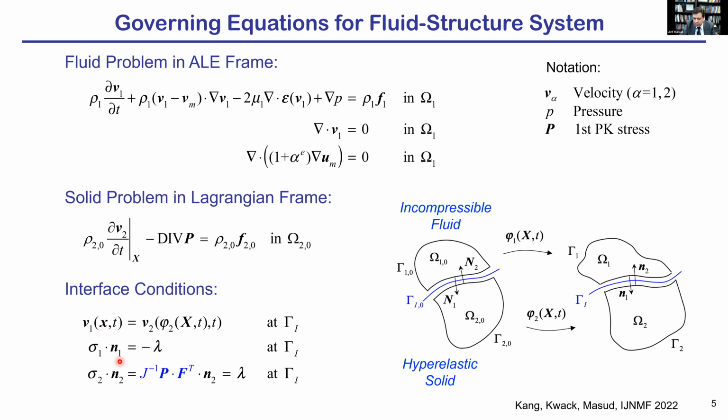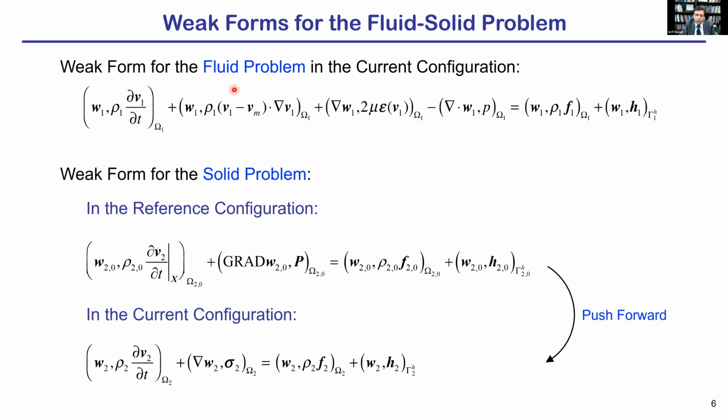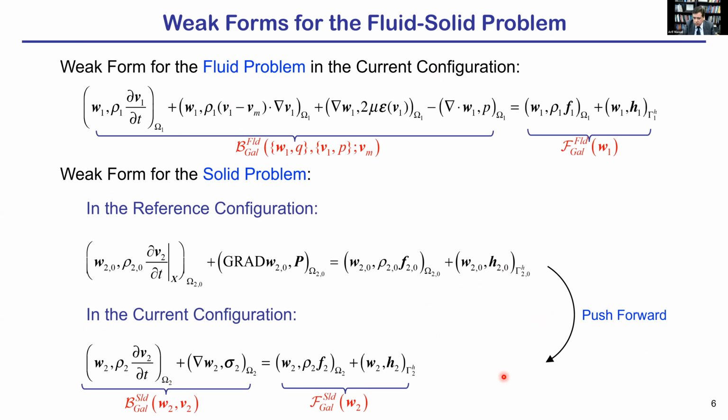This is the stress at the interface from the fluid, and stress from the solid is coming through this hyperelastic relation. Now, we have a weak form from the fluid in the current configuration and a weak form from the solid, which is first developed in the reference configuration and then pushed forward to the current configuration. And that is where we are going to couple these two equations. For notational simplification, let me call it the B Galerkin, F Galerkin, and B solid Galerkin and F solid Galerkin.